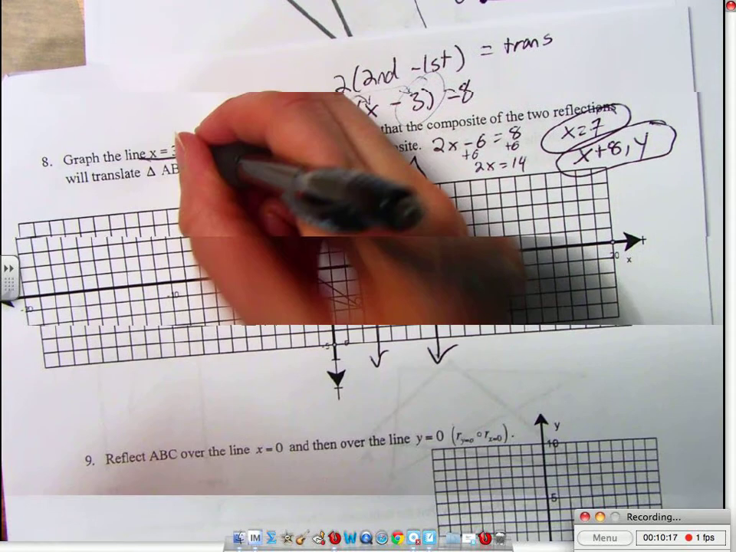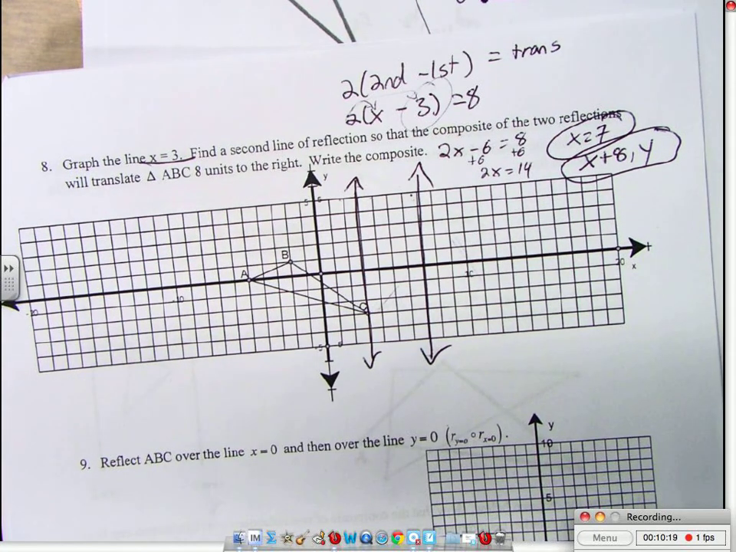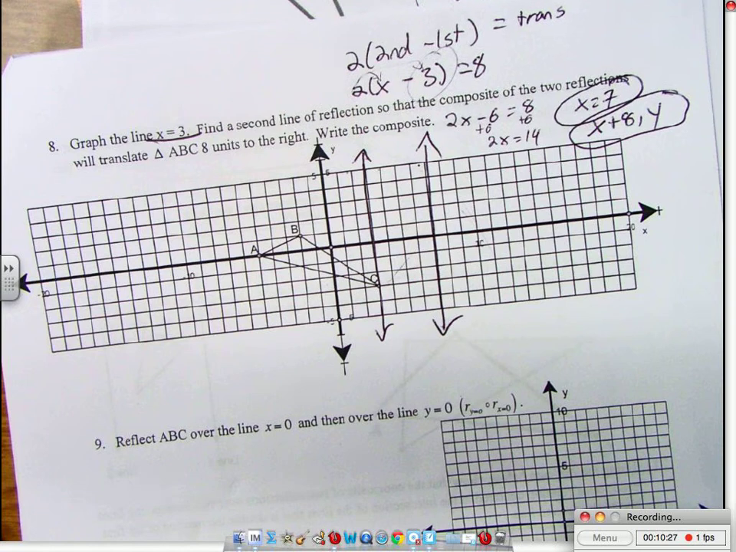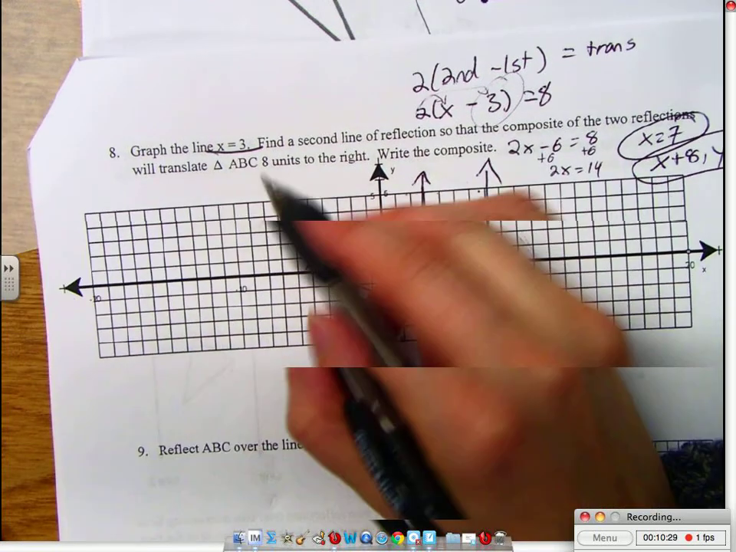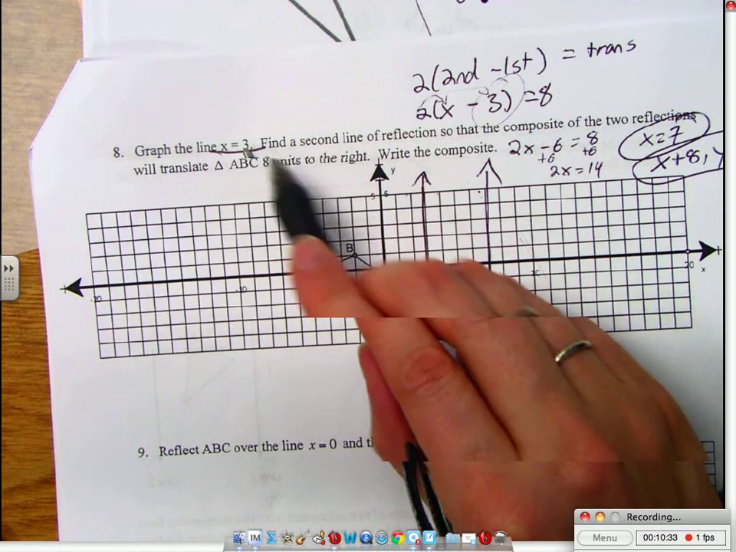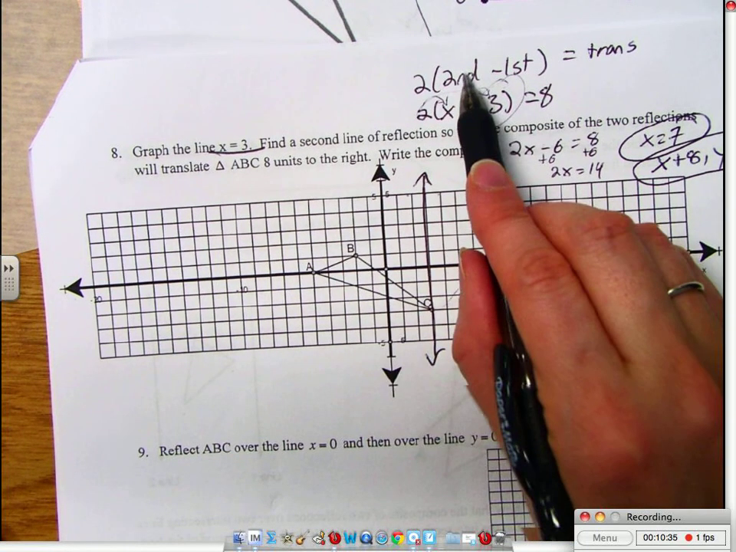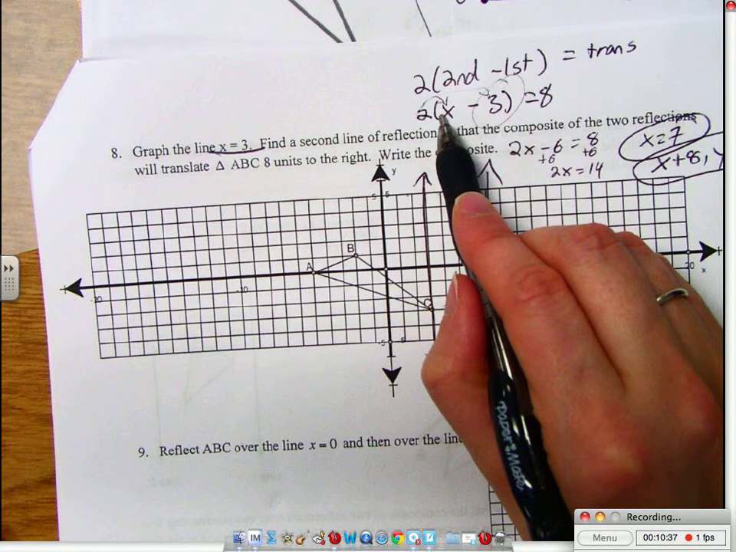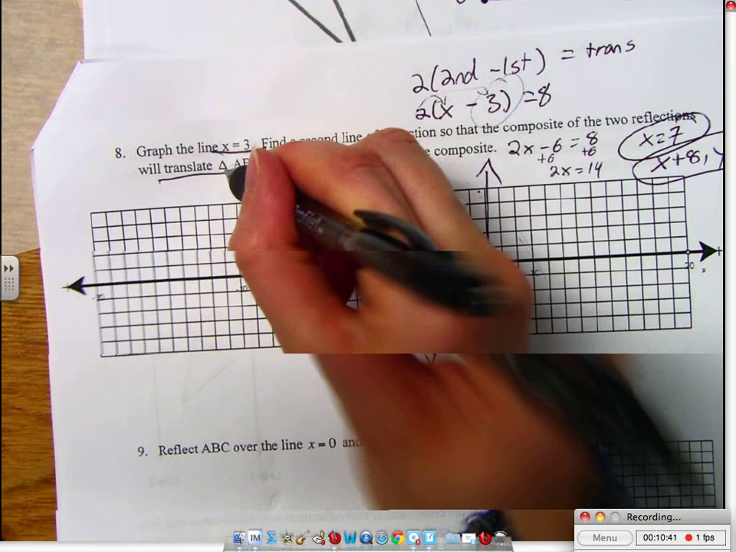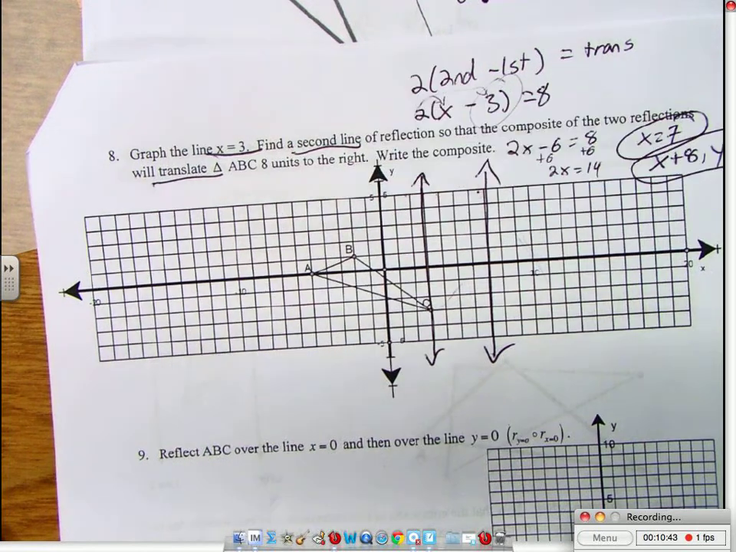Okay. Any others? Okay. Please make sure it tells you what to do in here. It tells you graph this line, find the second line. So you know that's the second, that's our x that we're looking for. Okay? It tells you what the translation is. Right? Keywords, translate, second line, first line. Tells you all of your information in the problem.